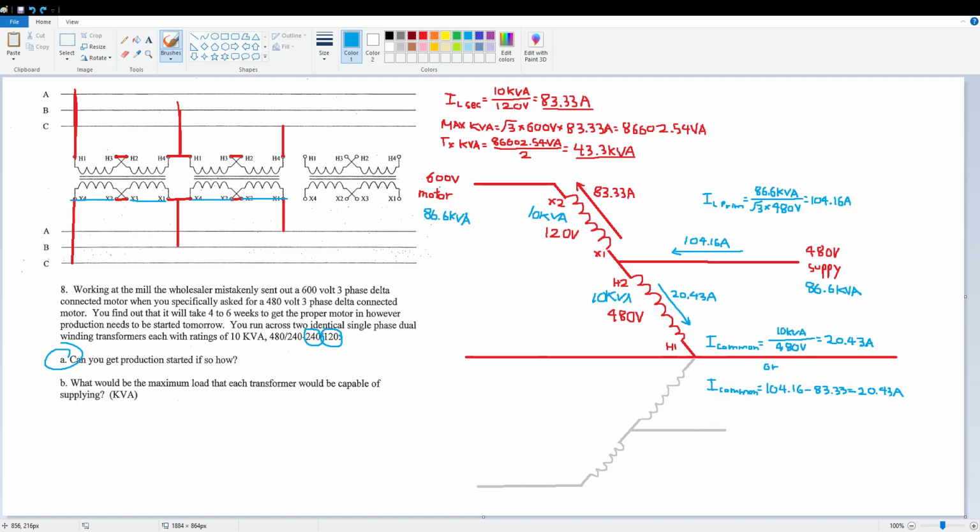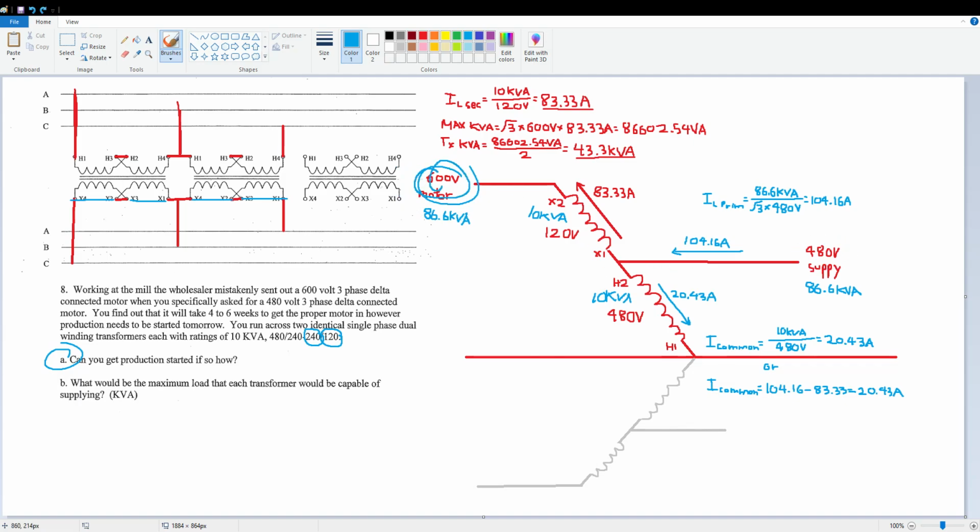Also, another thing to note is that these can actually be reversed. So this can actually be the load, and this can be the supply if you want to, because this is a boost configuration. It's boosting the voltage up from the supply. But if you want a buck configuration, this would be the supply, and you would be reducing the voltage. This winding would be reducing the voltage to 480 here.